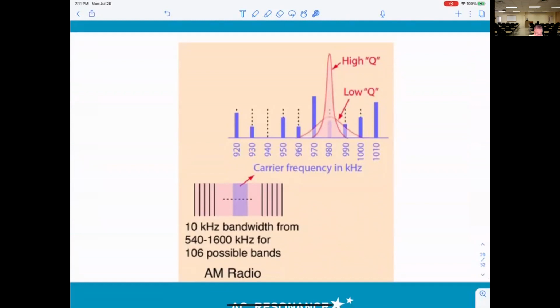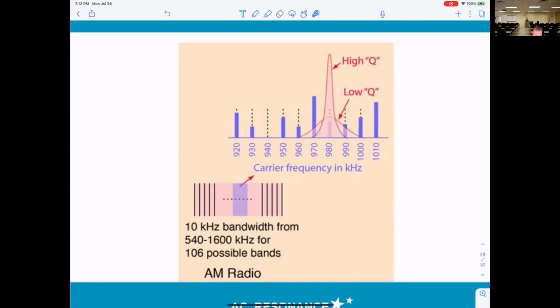Okay. So now you can see Q, high Q or low Q. Q means the quality of the inductor. If you get a good Q, you can see the selectivity here. However, with low Q, the selectivity will be here.